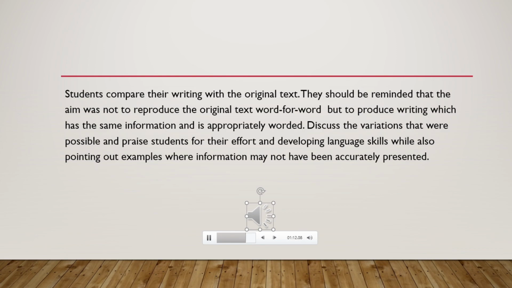But in doing so, the teacher should also point out instances where the information may not have been accurately represented. So a mix of positive encouragement and praise, but also showing students differences that may have been misrepresentations, and also how to revise that and correct that.